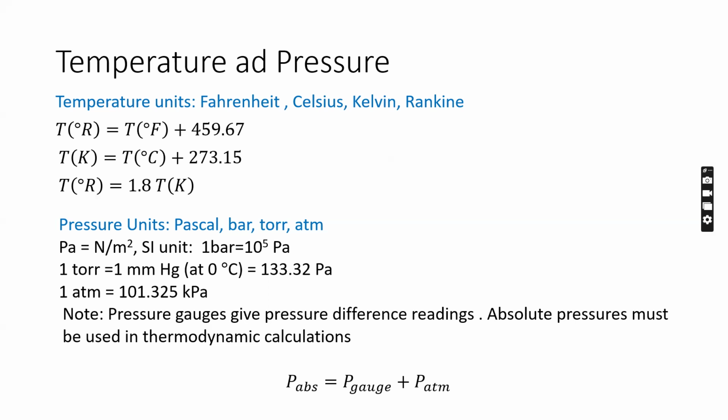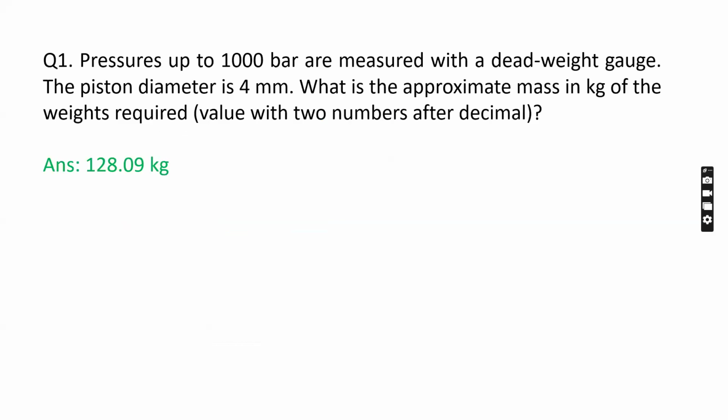So coming to the questions, the first question is, pressures up to 1000 bar are measured with a dead weight gauge. Okay, so this much pressure is being measured. The piston diameter is 4 mm. What is the approximate mass in kg of the weights required? So in here the pressure till 1000 bar can be measured. So what can be the weight here?